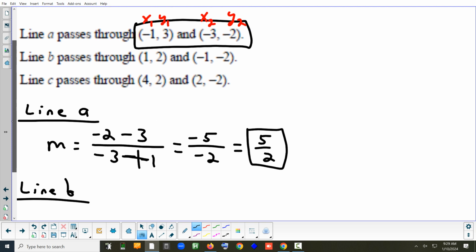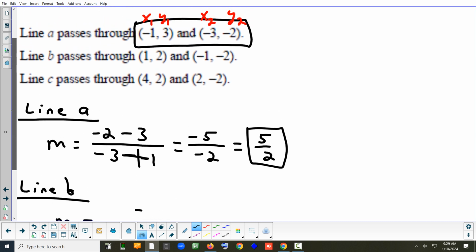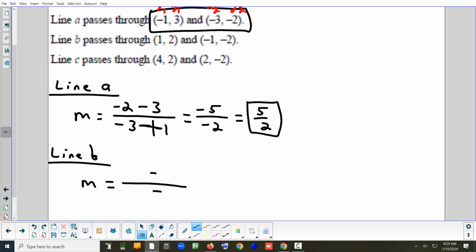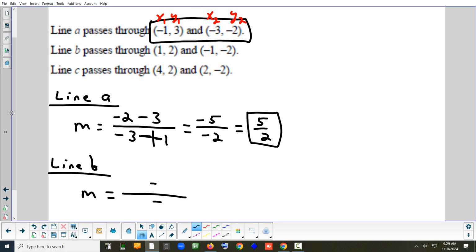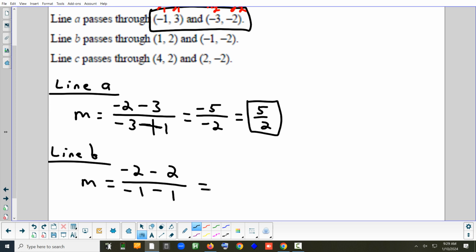Okay. Let's do line B. Let's find our slope. If we number them everything the same way we did up above, what would go in the top to find my slope of line B? Negative 2 minus 2. Yep, negative 2 minus 2. And what would go in the bottom? Negative 1 minus 1. Okay. What's negative 2 minus 2? Negative 4. Yep, negative 4. And what's negative 1 minus 1? Negative 2.